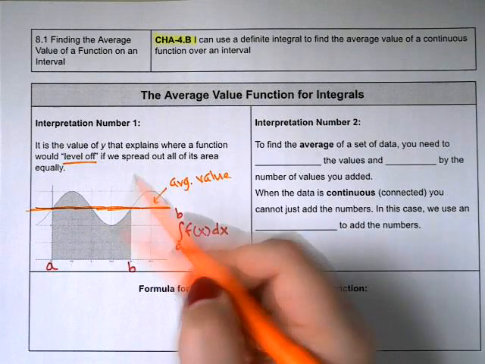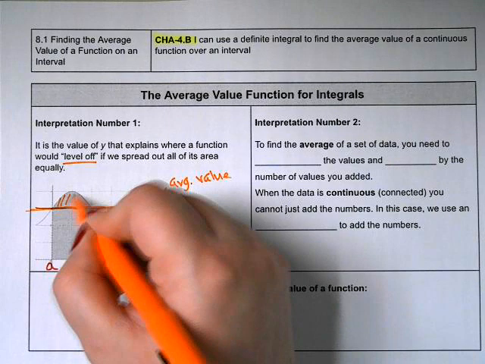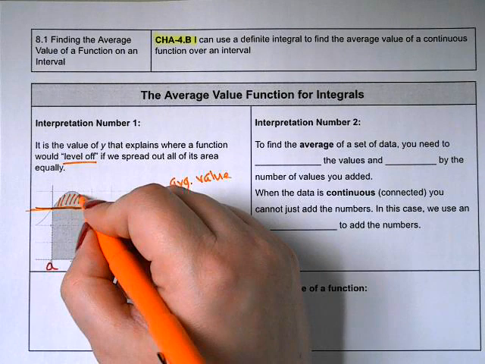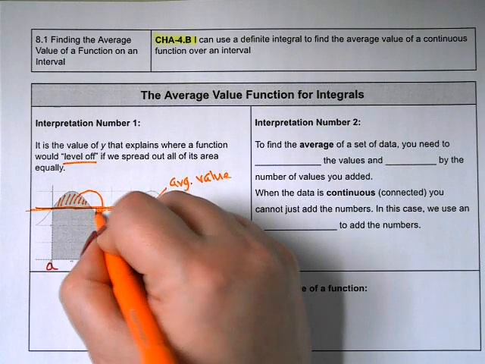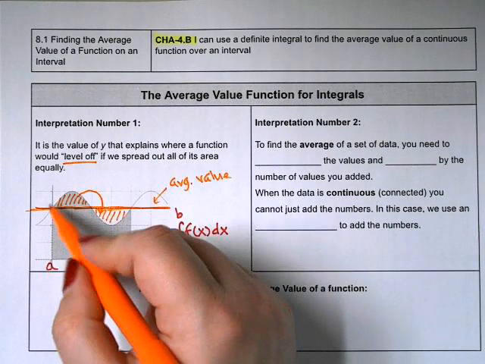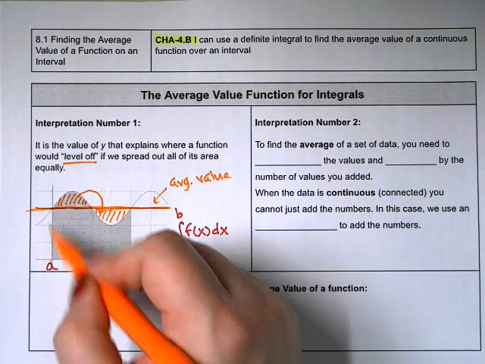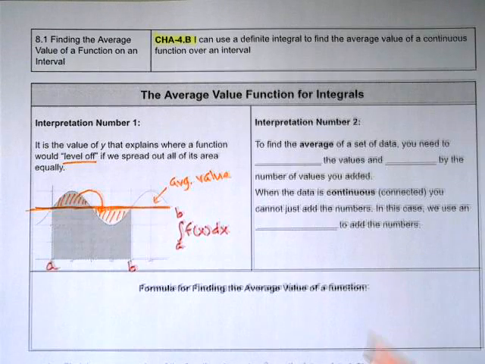And so what that means, it kind of makes sense. If we take a look at this part here that's above the average value, it fits really nicely down here. And then it makes this nice rectangle that we can then talk about. Okay, that's what's happening visually.